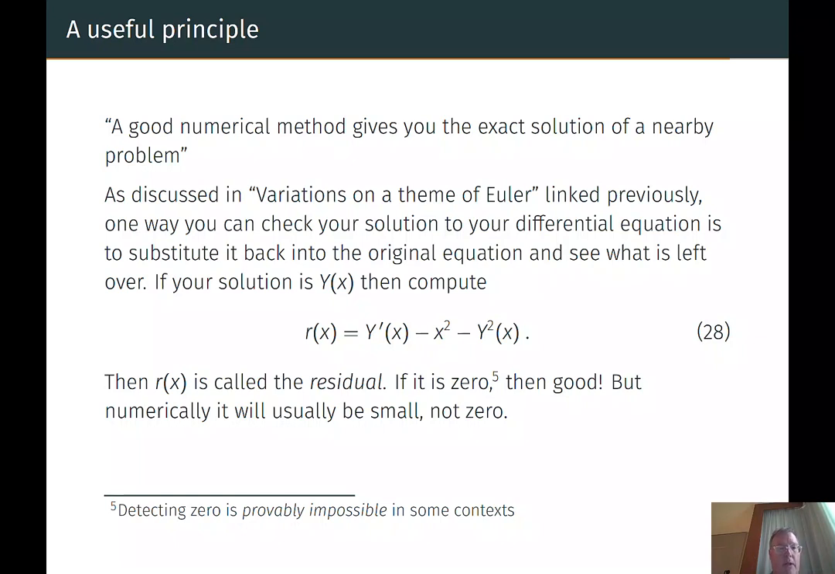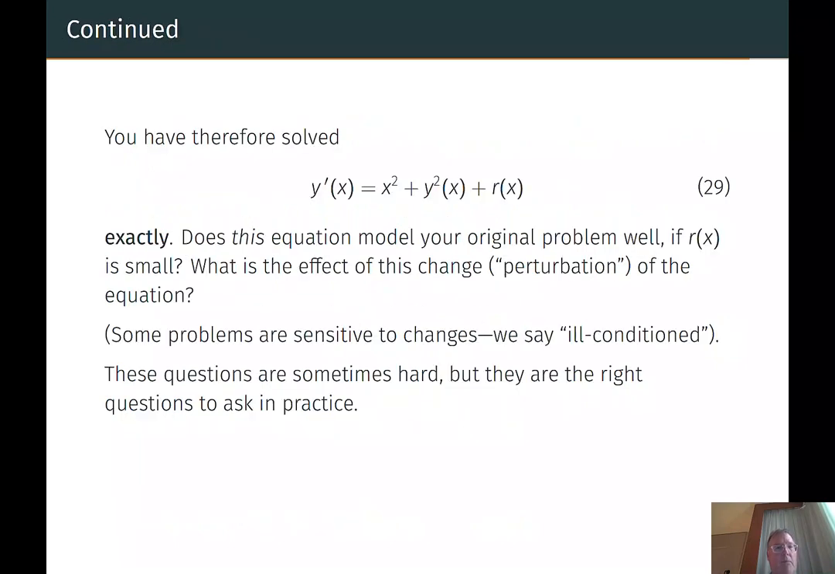But if it's just small, then you say, we've actually solved exactly the equation that I wanted to solve, y prime of x is equal to x squared plus y squared, plus a small residual term. And we've got the exact solution to that. And now you can go back and say, does this equation model your original problem well, if R of x is small? And maybe, you know, this is just fine.